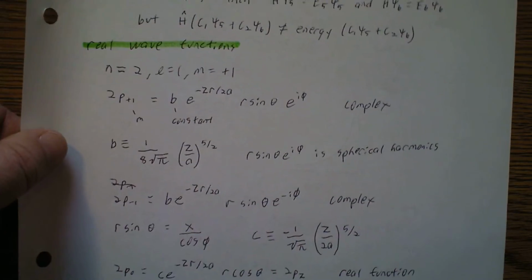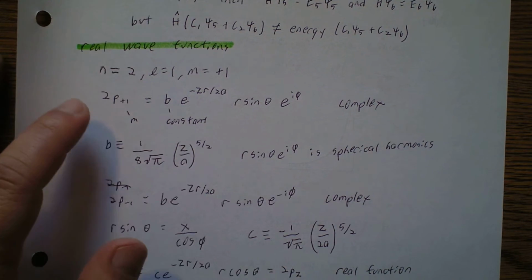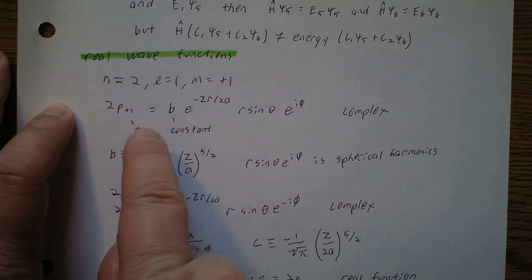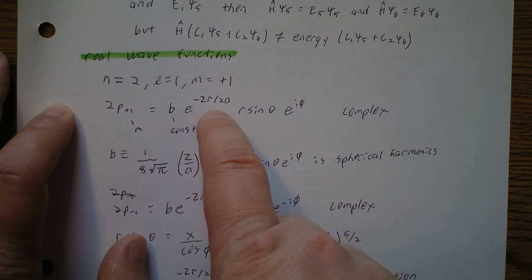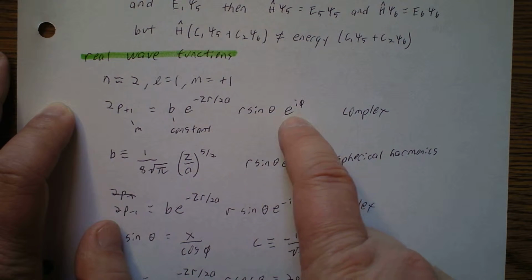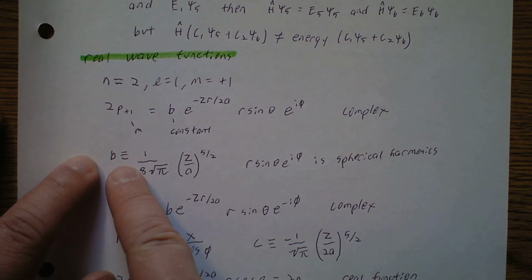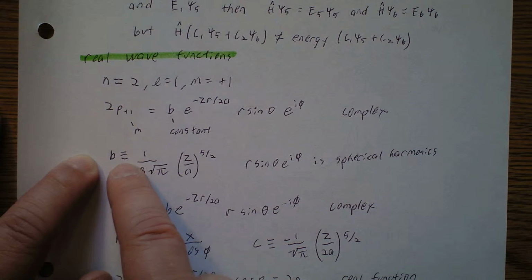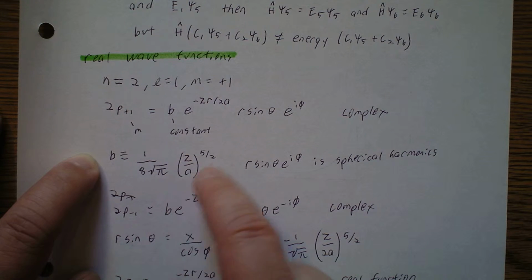Now let's talk about real wave functions. Let's say we have n equals 2, l equals 1, and m equals positive 1. So here we have 2p plus 1, that's our m value. It's going to be equal to B, just some constant, times e to the minus Zr over 2a, times r sine theta, e to the i phi. This is complex, obviously. B is defined as 1 over 8 times the square root of pi. Remember, the equal sign with three lines means defined as, always equal to. Times Z over a to the 5 halves.